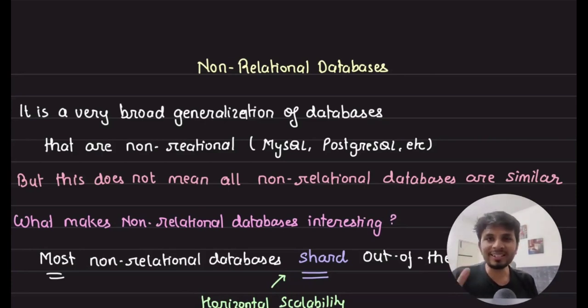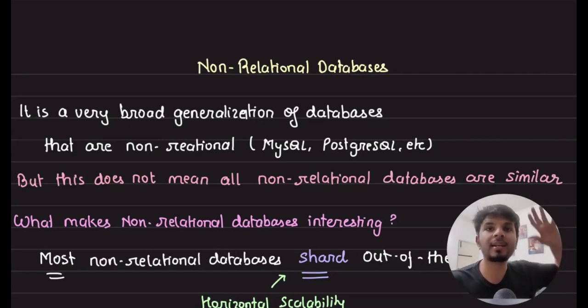Non-relational databases, as a term, is used to classify all the databases that are neither MySQL, Postgres, Oracle types, like that, that are not SQL databases, which is why they're called non-relational databases, NoSQL databases. It comes from that, right?